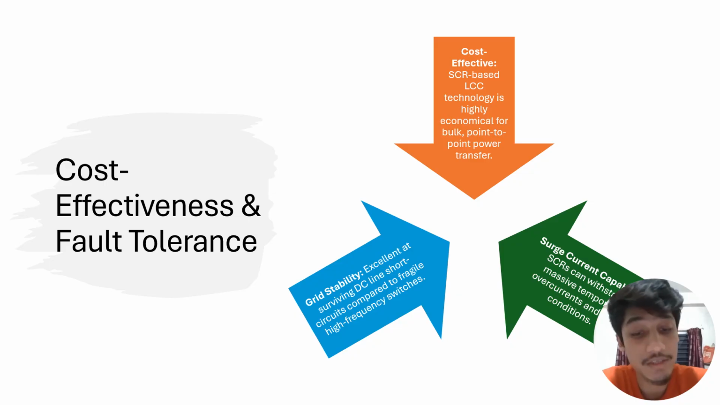Moving on to our next key point: cost effectiveness and fault tolerance. From an economic perspective, SCR-based line commutated converters are highly cost effective for bulk point-to-point power transfer. When building national grid mega projects, the lower manufacturing and installation cost of SCR technology compared to newer high frequency devices makes a massive difference in the overall budget.